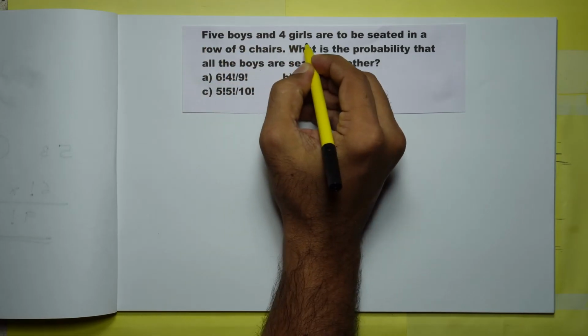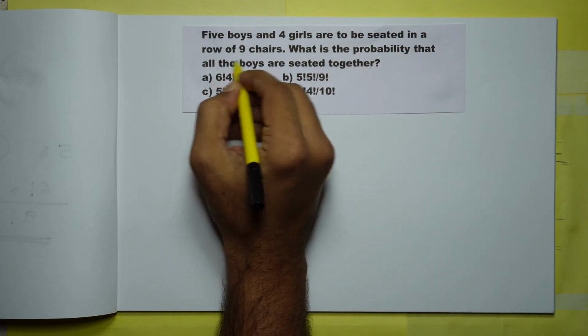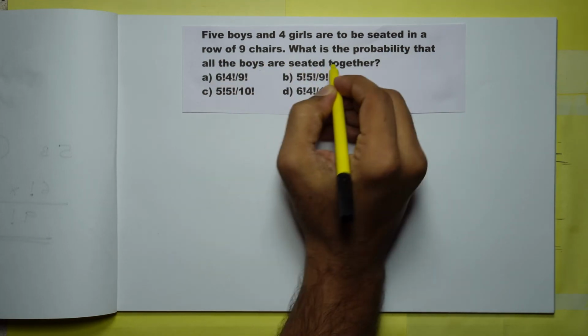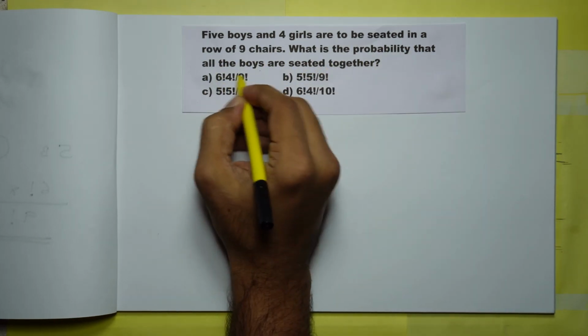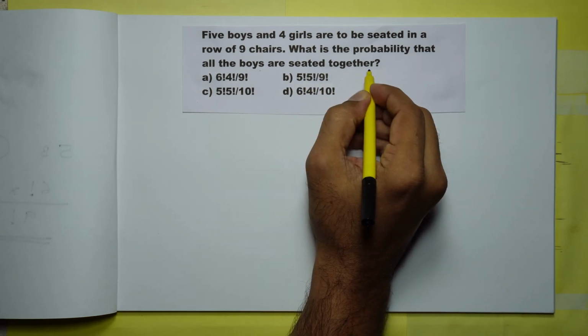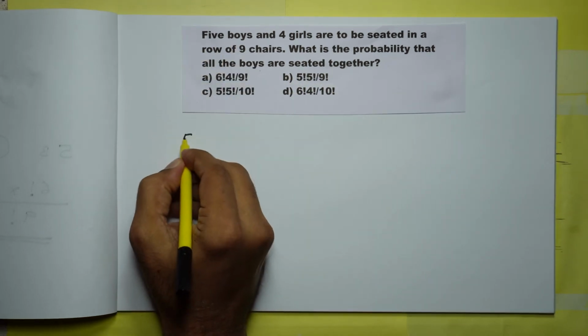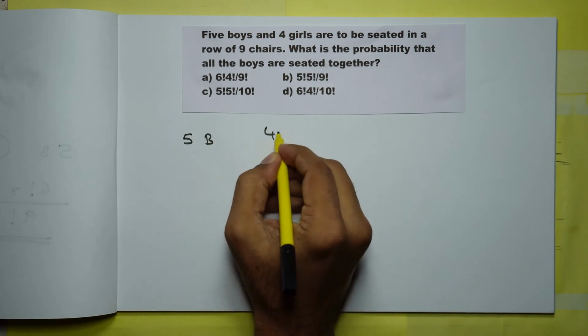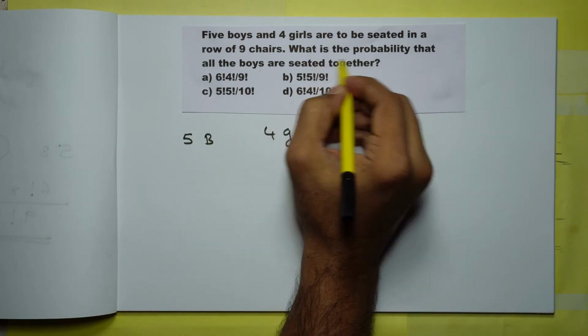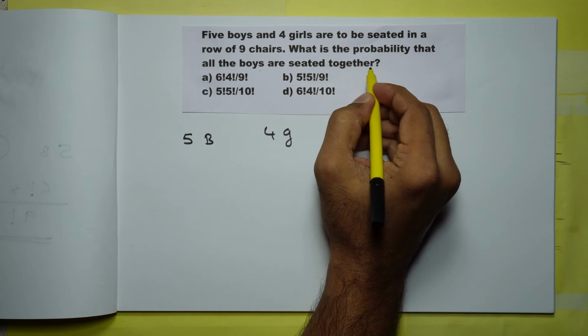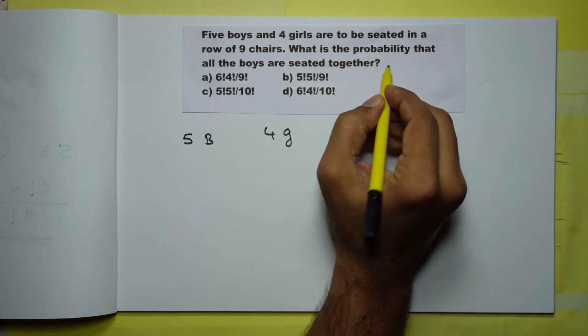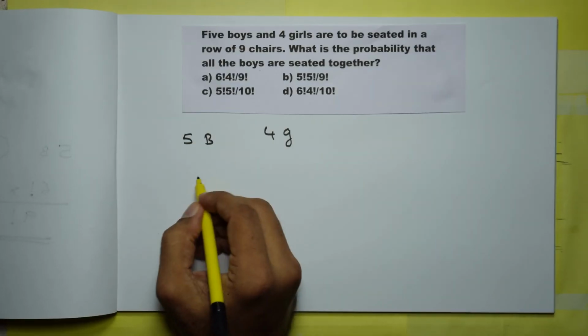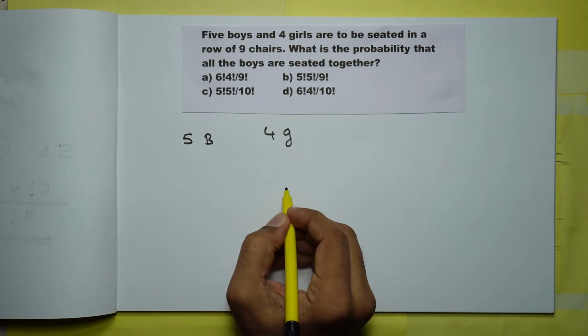5 boys and 4 girls are to be seated in a row of 9 chairs. What is the probability that all the boys are seated together? So 5 boys are there and 4 girls are there. What is the probability that all the boys are seated together? So probability is often calculated as number of favorable outcomes by total number of outcomes.